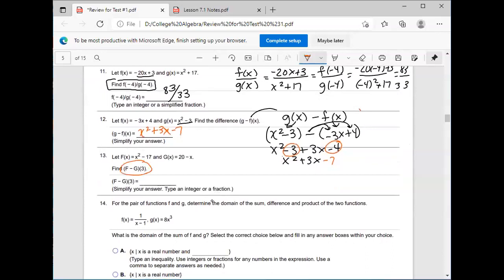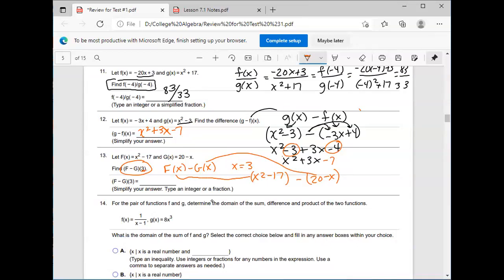This problem is saying to do f of x minus g of x, and then figure out, well, when x is 3, what's the answer? So f of x is x squared minus 17. I'll write this a little bit over here so I have some more room. G of x is 20 minus x, and I'm supposed to subtract those. At this point, I could plug this in the calculator under y equals just like it is, and I could go to my table and look for when x is 3, what's the answer? Just want to remind you about that.